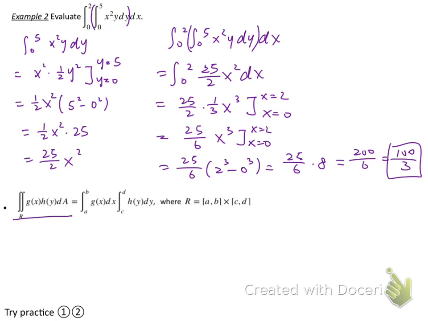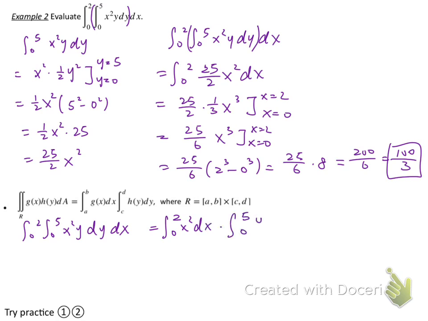For that reason, if the integrand can be written as a function of x times a function of y, you can simply separate them. By that I mean x squared y dy dx. Our example 2 can be written as my x part, my x goes from 0 to 2, x squared dx. Then my y part from 0 to 5, y dy. Then I evaluate each of them. 0 to 2 x squared dx. This is a third x cubed from 0 to 2. You only have one variable, that's the variable, so you have 8 thirds.